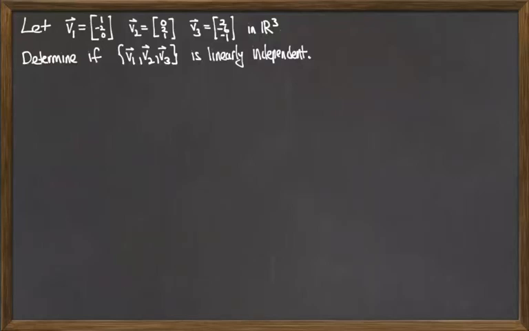In this video, we're going to take three vectors, v1, v2, and v3 that are in R3, and we're going to ask whether or not the set that they form is a linearly independent set or a linearly dependent set. So here are my three vectors. v1 is (1, -2, 0), v2 is (0, 2, 1), and v3 is (2, -6, -1). Is the set formed of these three vectors linearly independent?